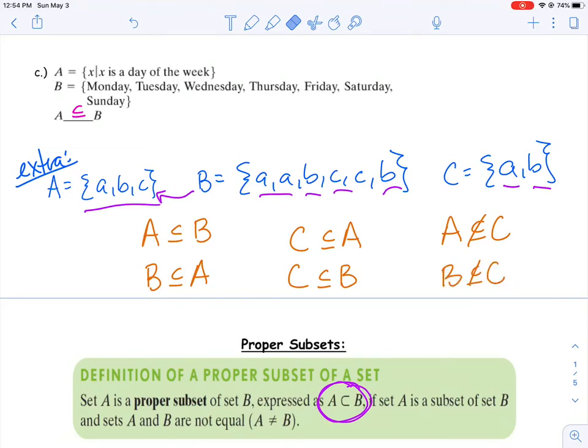Has an extra one, right? And we could also say that B then is not a subset of C. B is not a subset of C. C is a subset of B, but B is not a subset of C because B has an extra element in it. Hopefully those extra examples clarified for you.